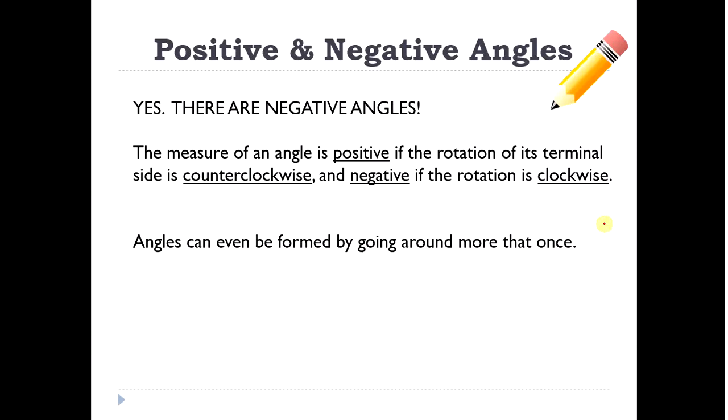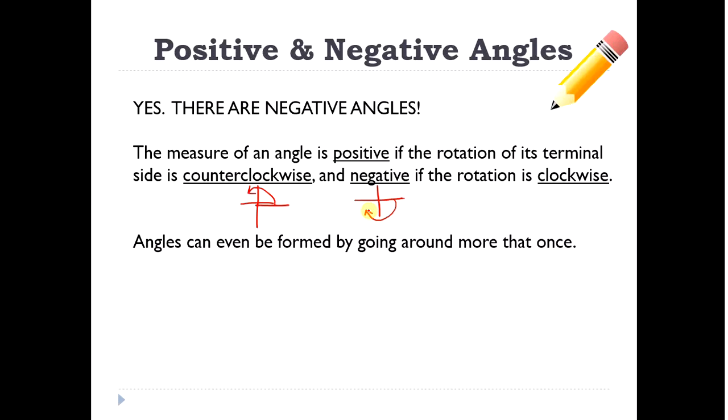The measure of an angle is positive if the rotation of its terminal side is counterclockwise, aka if I have my x-axis right here and I'm going that way, okay? It's negative if your rotation is clockwise. So if I'm going from here and I'm going that way, that's going to be a negative rotation.